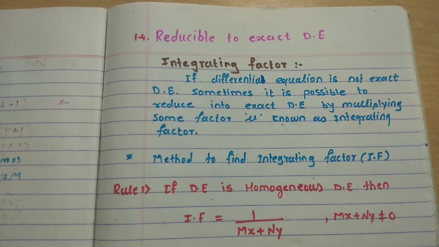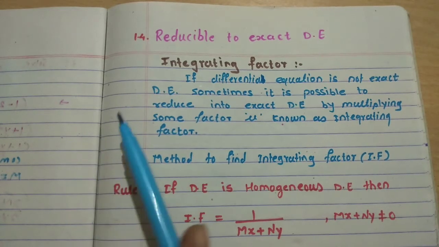Now in this topic, when the differential equation is not exact and we want to convert the non-exact differential equation to an exact differential equation, we need to multiply by some suitable factor so that the non-exact differential equation becomes exact. That suitable factor we can call an integrating factor. So let's start with the definition of integrating factor.